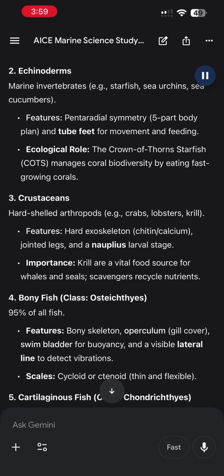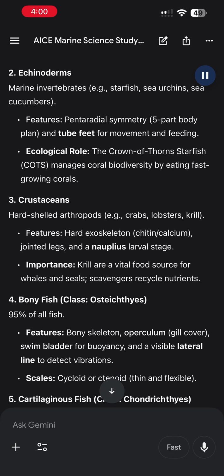2. Echinoderms, marine invertebrates, e.g., starfish, sea urchins, sea cucumbers. Features: pentaradial symmetry, a 5-part body plan, and tube feet for movement and feeding. Ecological role: the crown-of-thorns starfish, COTS, manages coral biodiversity by eating fast-growing corals. 3. Crustaceans, hard-shelled arthropods, e.g., crabs, lobsters, krill. Features: hard exoskeleton, chitin and calcium, jointed legs, and a nauplius larval stage. Importance: krill are a vital food source for whales and seals.